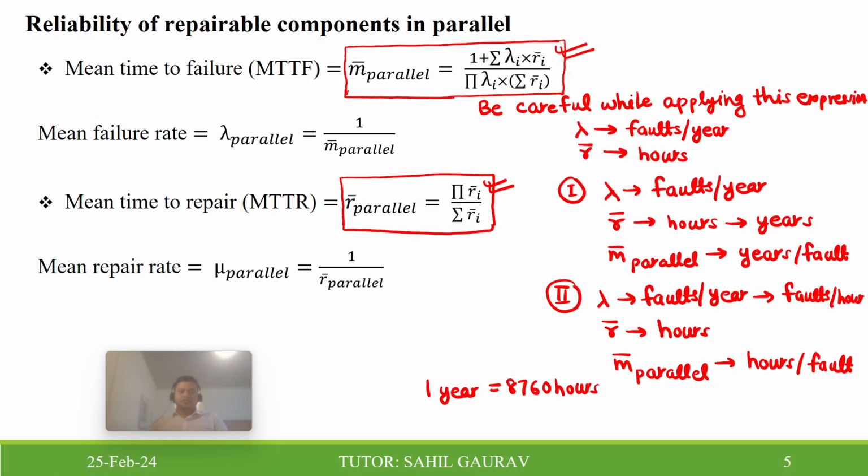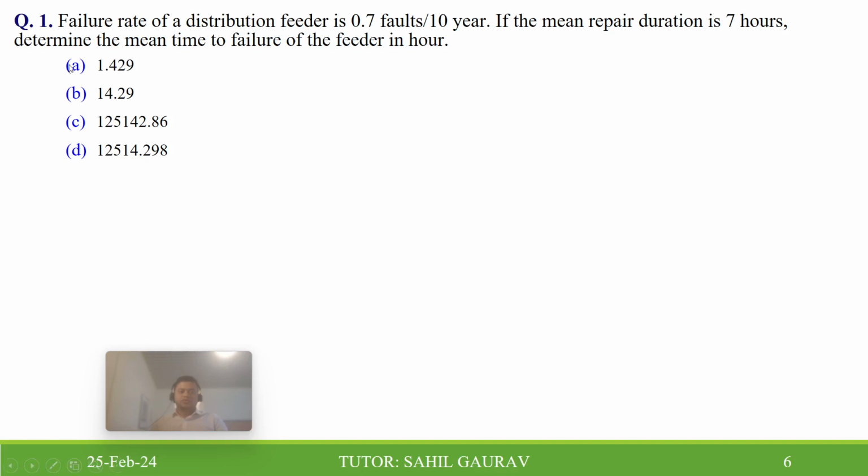So let us begin to solve the first problem. The first problem is that the failure rate of a distribution feeder is 0.7 faults per 10 years. If the mean repair duration is 7 hours, determine the mean time to failure of the feeder in hours. Just start solving this problem, and after getting the answer, type your answer in the chat box.